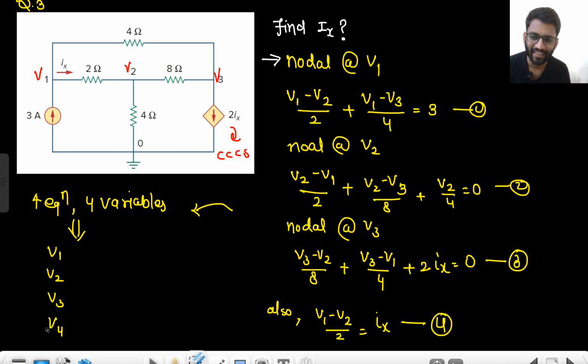So no V4 is there. V1, V2, V3 and Ix. I will just check the values and write it down. Now solving the equation is on your own.